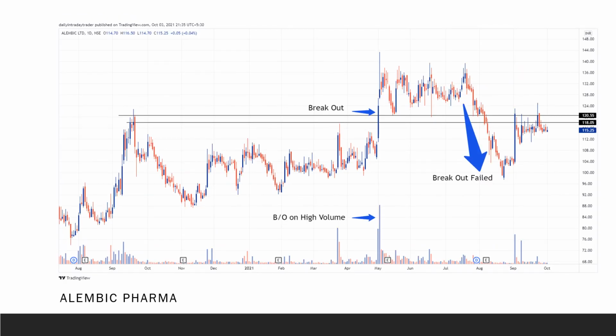See, this is a live example. Recently Alembic Pharma has given a breakout at the level of 120. Look at the volume, look at the size of the candle. It has broken the consolidation of almost 6 to 7 months, but after that, price rejection here, here, here, and after that it simply moved down and would have caused a lot of pain to the traders who have taken a long position here, here, and are still holding. Now you can see currently it is still taking resistance at this zone, which was a previous resistance zone above which this breakout has happened.